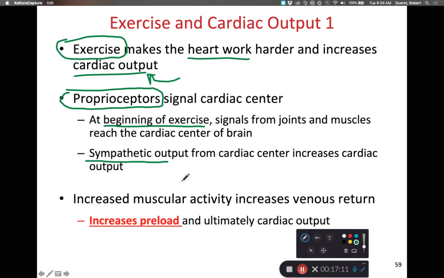We also find that sympathetic output from the cardiac center of the brain, so in other words, when we activate our fight or flight response, that's also going to increase cardiac output. And then as we look at the veins, if we have increased muscular activity, so let's think of the skeletal muscles, and we haven't gotten to blood vessels yet, but your veins depend on contractions of skeletal muscles to get the blood back to the heart. So the more we're contracting our skeletal muscles, the more blood we're going to send back to the heart through the veins, and that's going to increase the preload and ultimately the cardiac output.